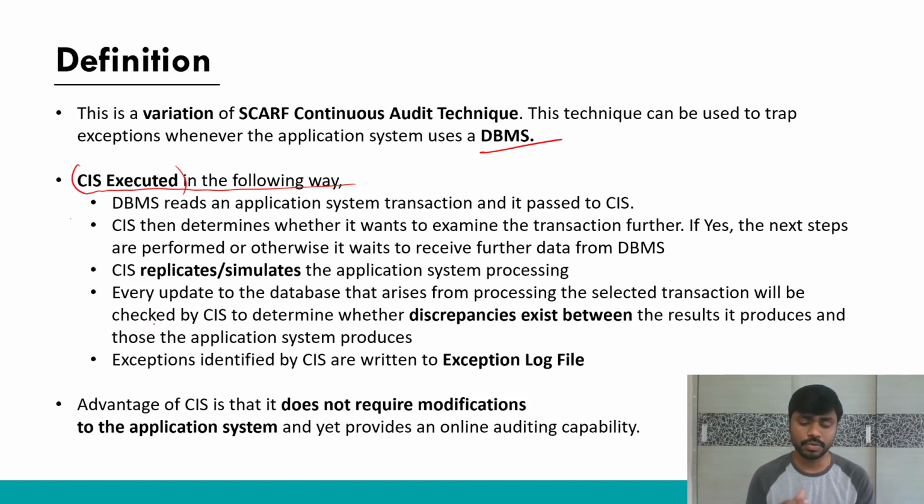Once it checks and decides, yes, I want to investigate further, it goes on to the third point. It replicates or simulates the application system processing. Whatever the application system does on the transaction, it replicates the same processing. Every update to the database that arises from processing the selected transaction will be checked by CIS to determine whether any discrepancies exist. It will check the CIS result versus the application system results, and any discrepancies are logged to the exception log file. This is what we discussed even in the flow chart.